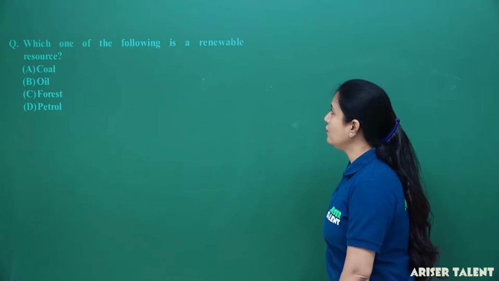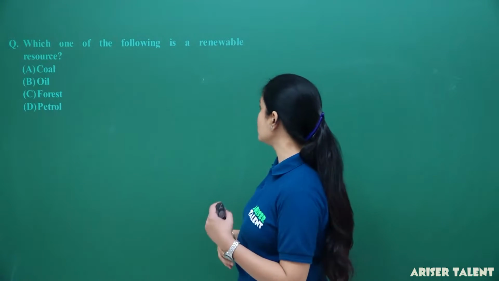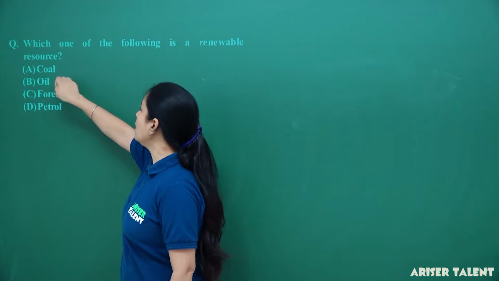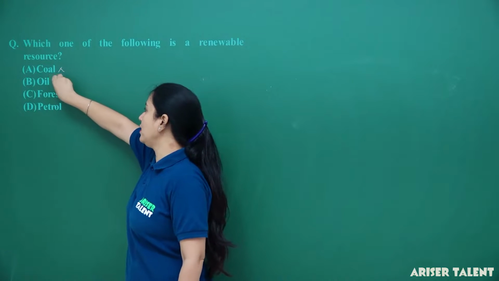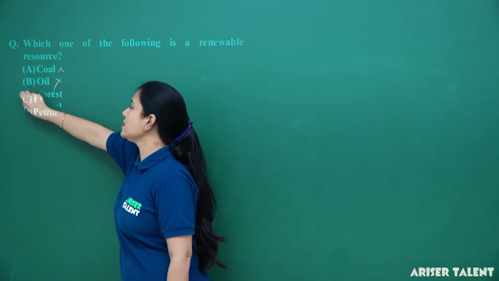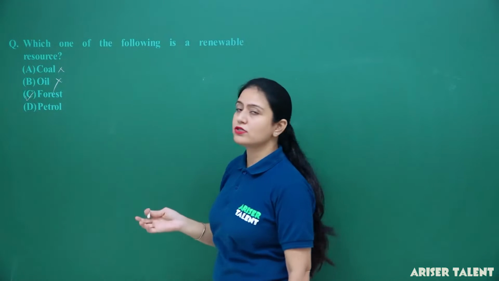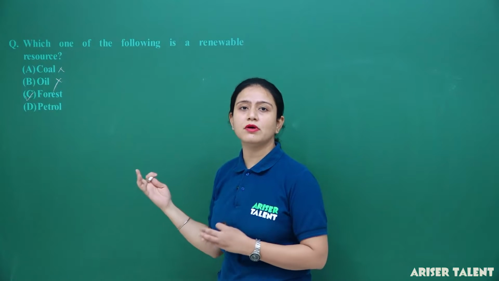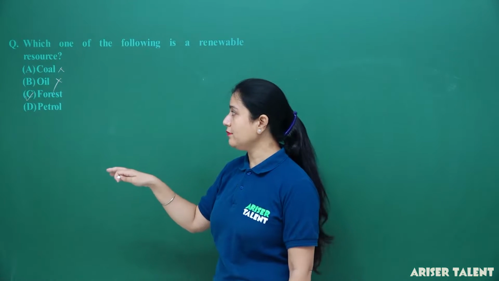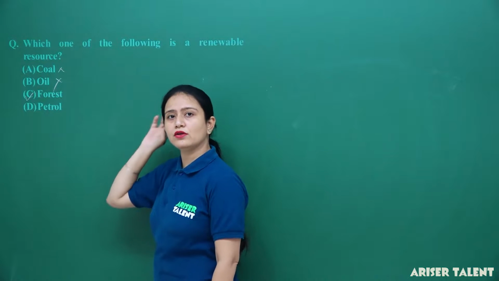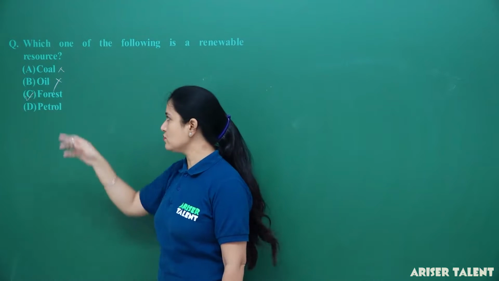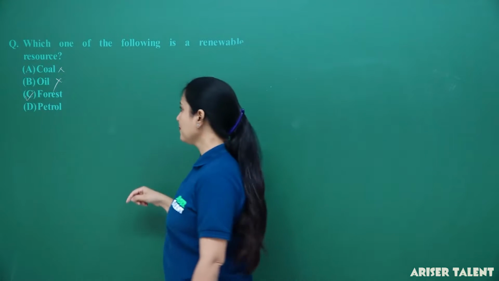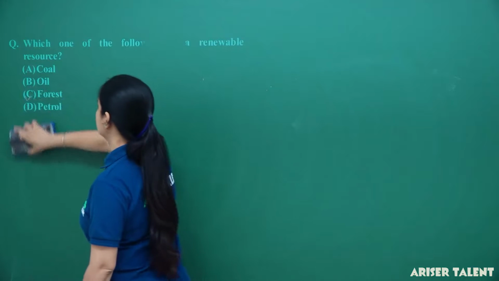Next is, which one of the following is a renewable resource? A renewable resource means a resource which can be replenished once again. Coal cannot be replenished again. Oil again cannot. Forest, yes, forests are known as renewable resources because once a forest is deforested, once we cut down a large number of trees, the forest can be reforested, meaning we can grow the plants again in large numbers. So we can say that the forest is a renewable resource. Clear? So option C is the correct answer.